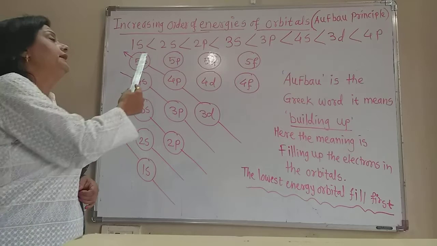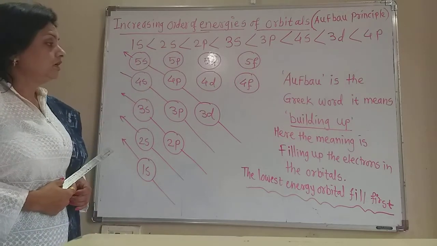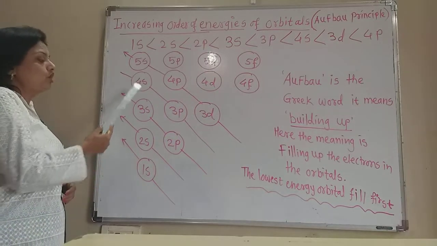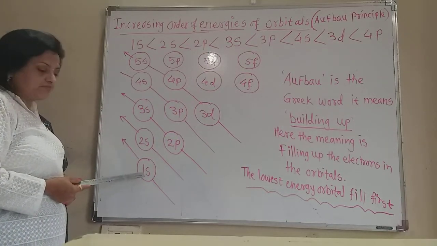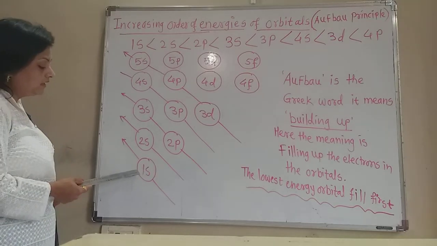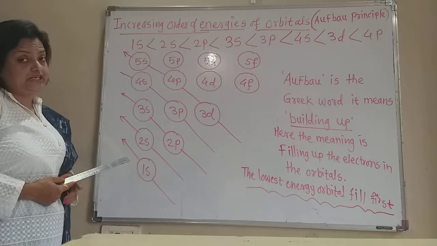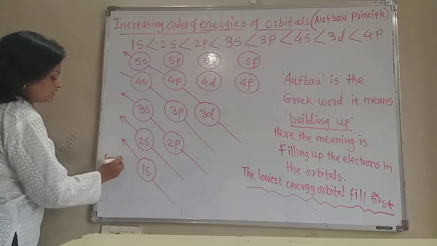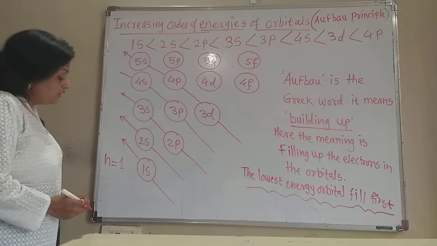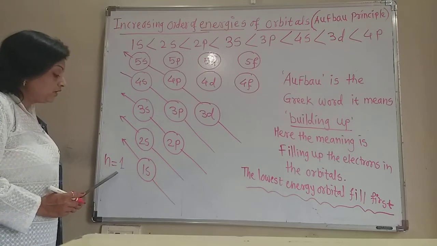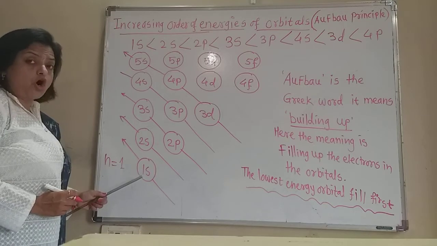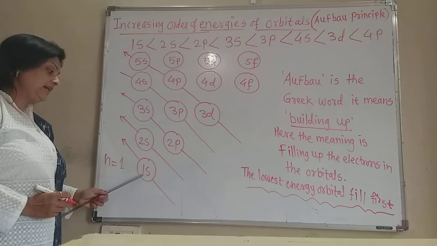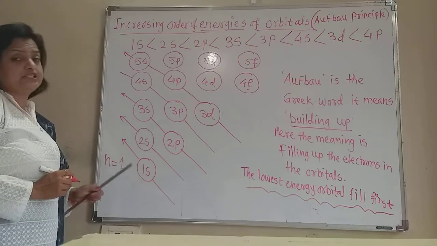Now how do we remember the sequence? The sequence is remembered by this simple diagram. Draw the circles in this way, as we know that in the first main energy level, when n is equal to 1, there is only one subshell, the 1s subshell, which has only one orbital, this 1s orbital.